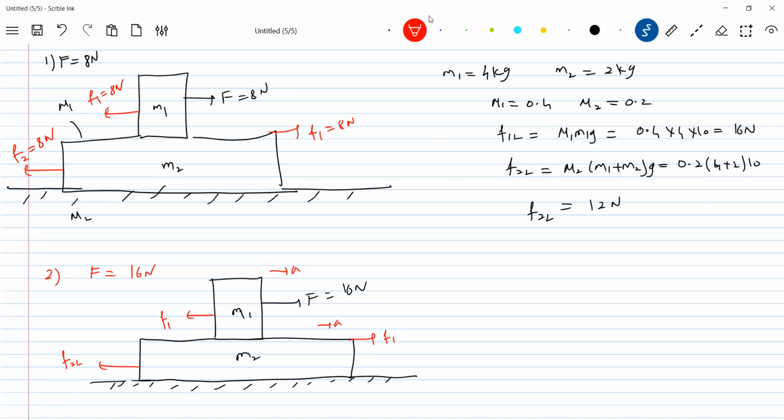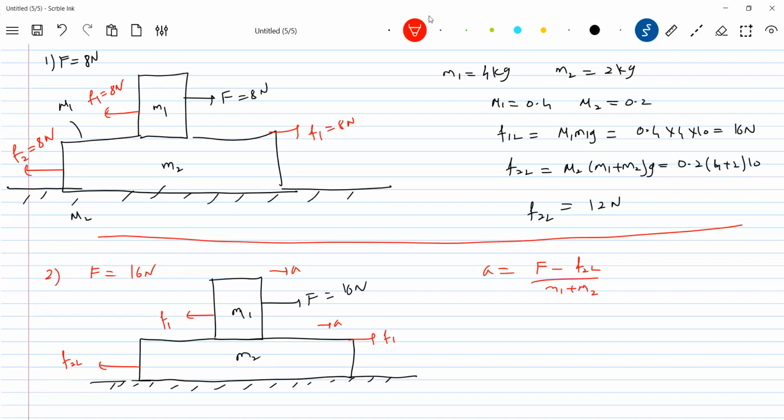So what is the net force acting on the system? F minus F2L. Applied force 16, F2L 12, divided by 2 plus 4. 4 by 6, acceleration is 2 by 3 meter per second square. Am I right? Let's check, calculate the friction force.